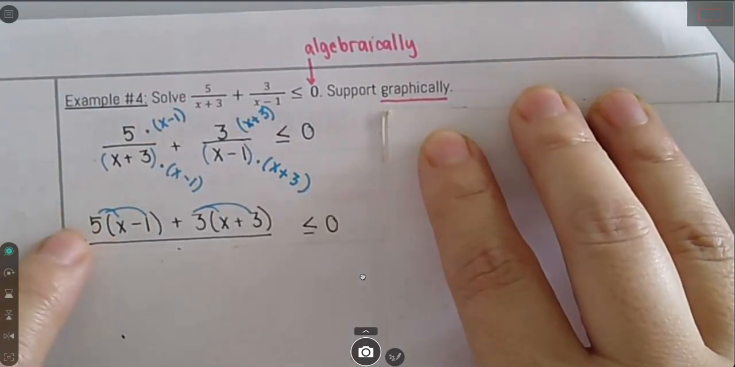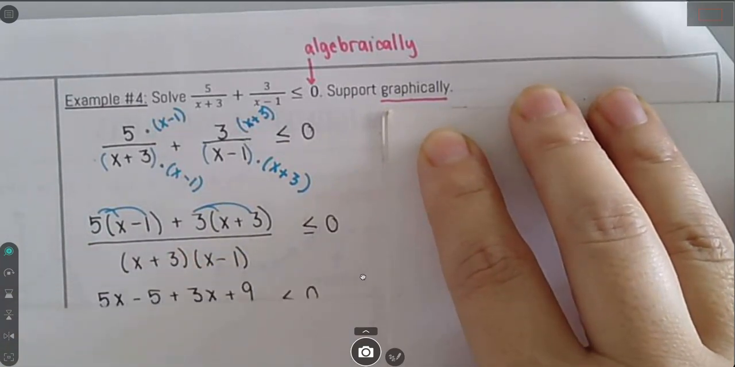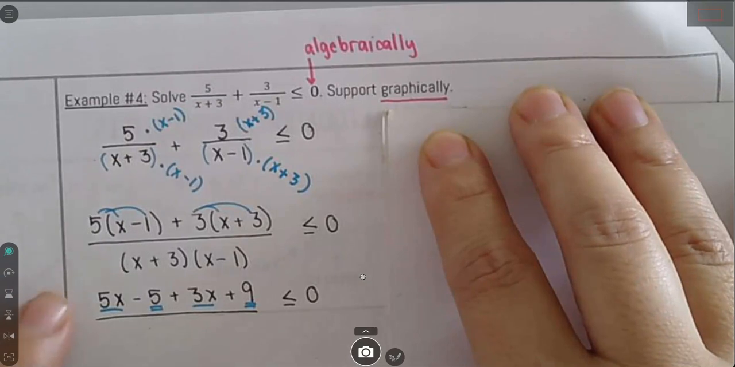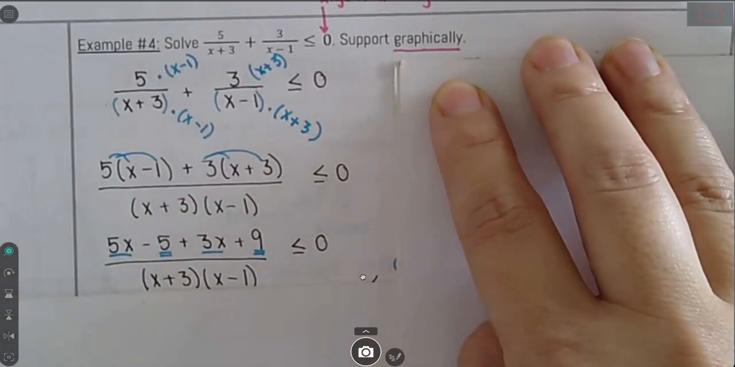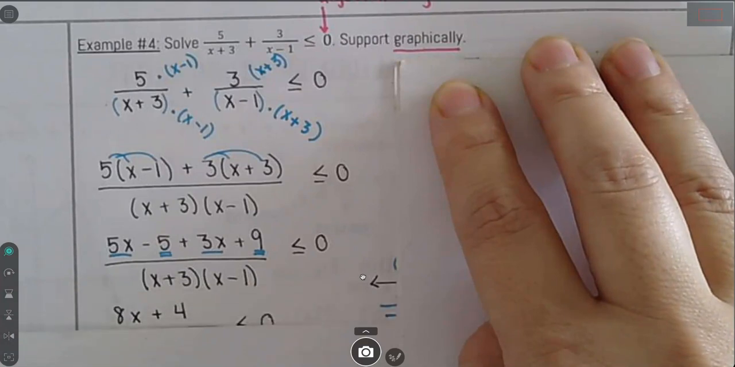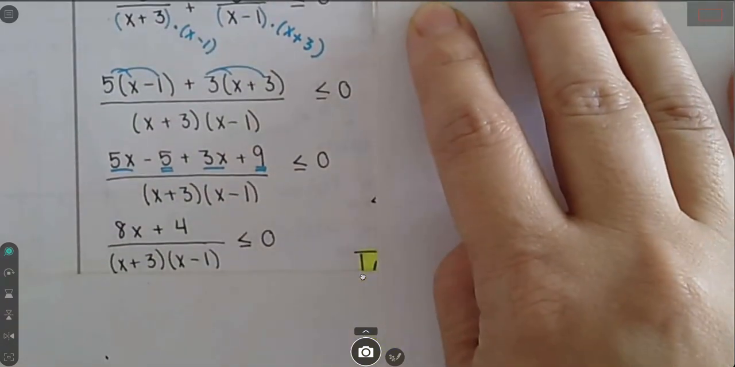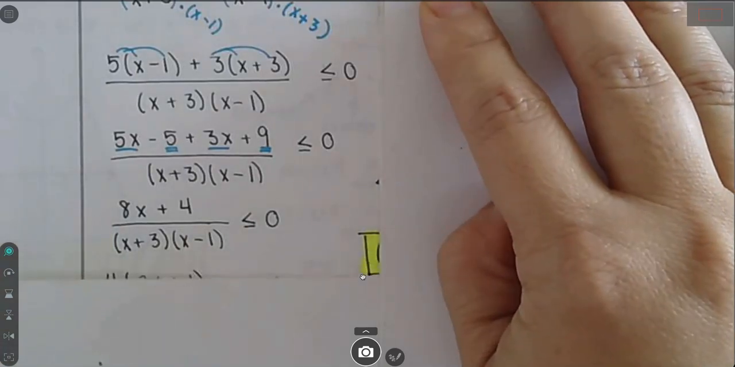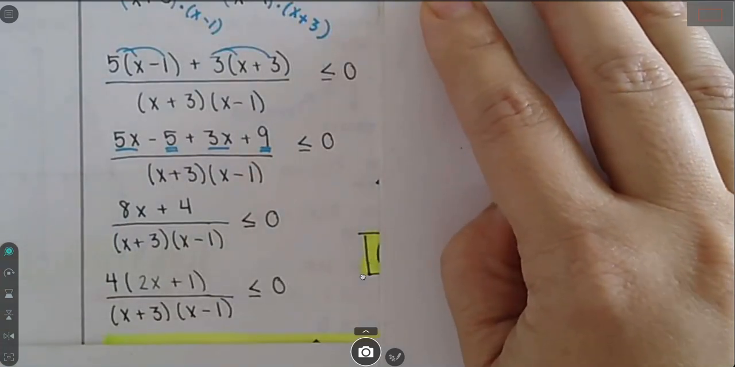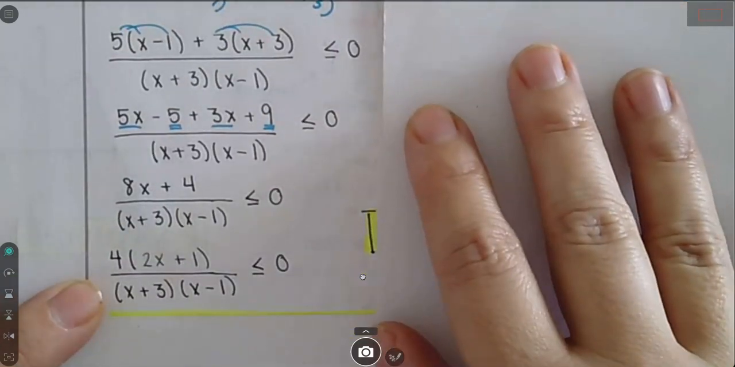Then I'm going to distribute the 5, distribute the 3. My denominator, I have this. When I do that, I have 5x minus 5 plus 3x plus 9. My denominator is still looking like that. So my numerator becomes 8x plus 4, and the denominator stays the same. I'm going to factor my numerator. So now my numerator and my denominator are factored.